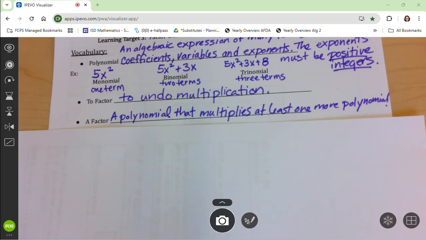So if you look behind Ella and Kelsey, there was a multiplication problem similar to what we did in the last lesson. Here's a multiplication problem, and you end up with this polynomial down here. So this is a polynomial. If I'm working backwards and I'm undoing the multiplication, I would end up with these two factors. The process of breaking it up is called factoring. And these are the two factors that I get. Those are the polynomials that are multiplying by other polynomials.